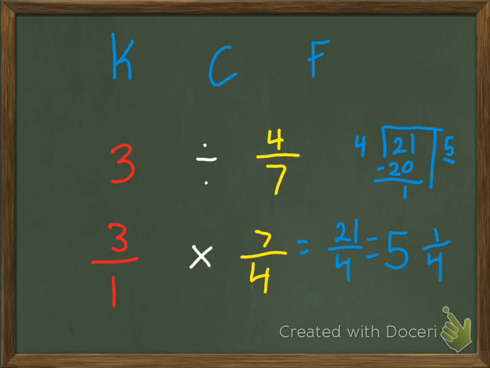So the only thing new you have learned is keep, change, flip. The first fraction stays, the division symbol becomes multiplication, and the second fraction flips upside down.